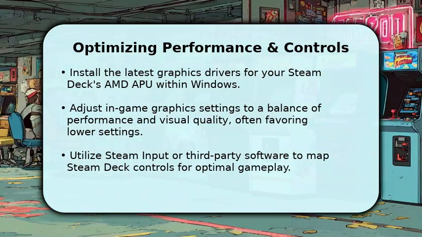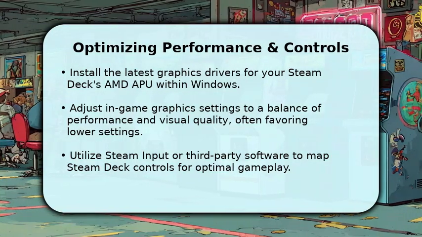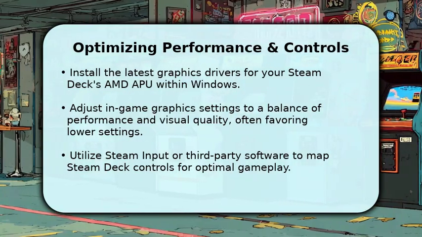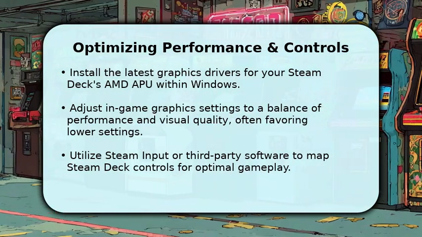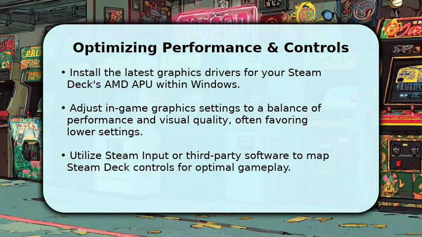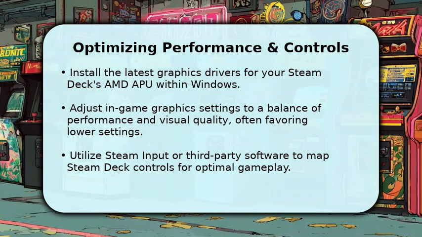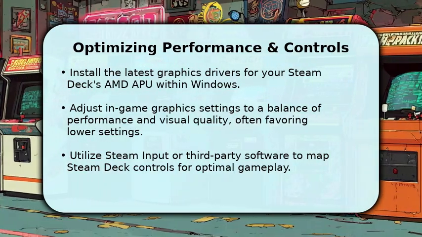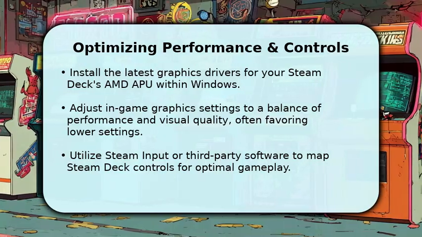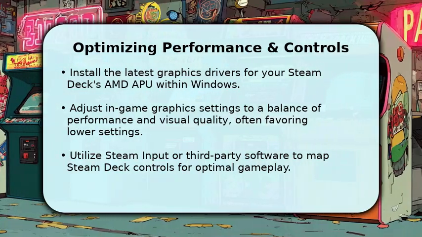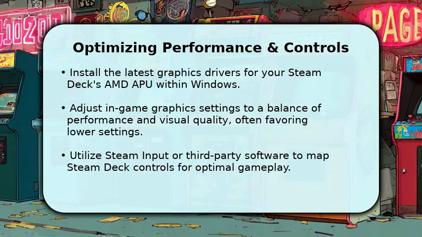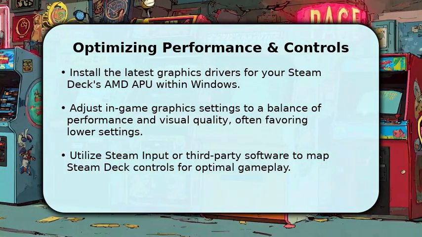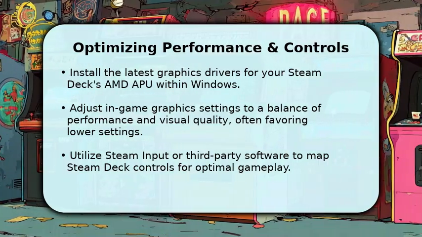To ensure the best experience, optimize your Steam Deck. Install the latest graphics drivers for your AMD APU within Windows to maximize performance. Adjust in-game graphics settings, often favoring lower options like medium or low, to achieve a stable frame rate, aiming for at least 30 frames per second. Utilize Steam Input or other mapping software to customize your Steam Deck's controls for comfortable gameplay. For competitive play or easier menu navigation, consider connecting an external mouse and keyboard. These steps will significantly enhance your Call of Duty Cold War experience.